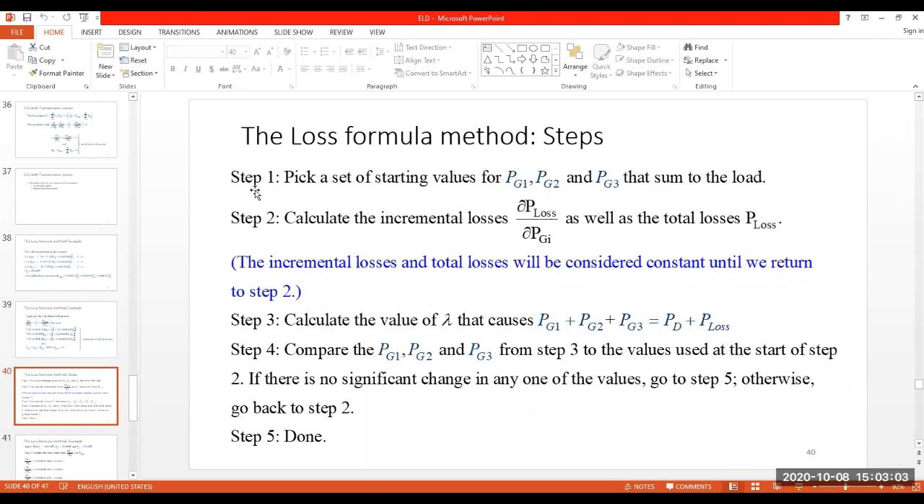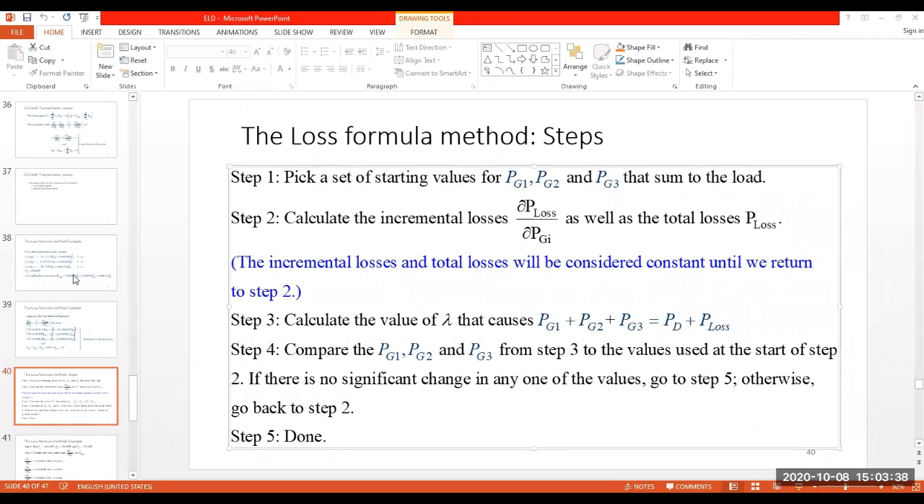Like any other iterative technique, here again you have to take some starting values, some guess, some assumptions. But those assumptions should not be arbitrary. What we will do here, in step number 1, you pick a set of starting values for PG1, PG2, and PG3, which equal only the load, not load plus losses. So these values are not the final values. Do you get my point?